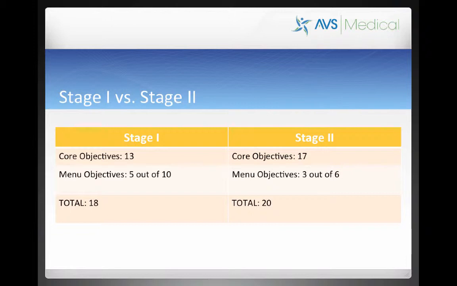In stage 2, you have to do a total of 17 core objectives and then choose 3 additional menu objectives from a possible 6. And as you'll see when we get into the menu objectives, it's actually 3 out of a possible 5 menu objectives, and I'll explain more. And then, of course, you will still need to do the CQM or clinical quality measure reports, but I'll talk about those in a separate webinar.